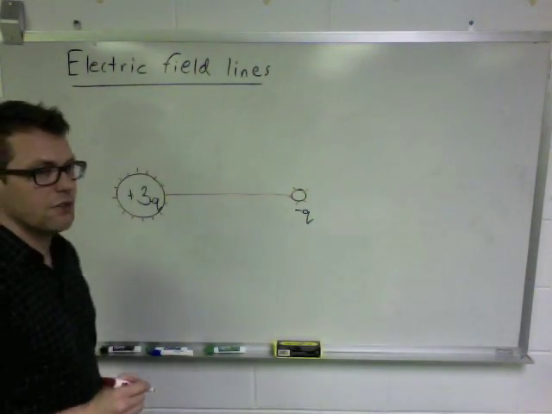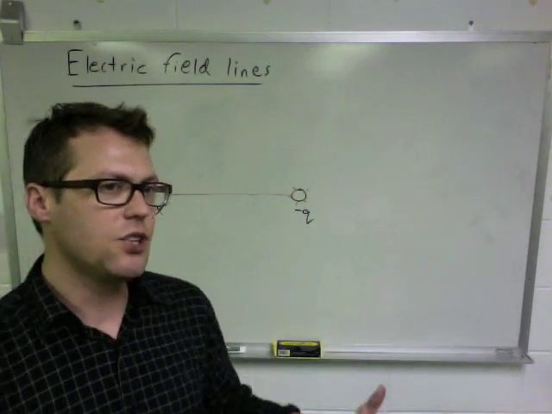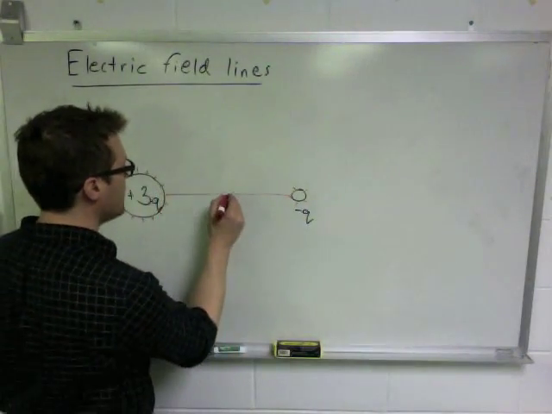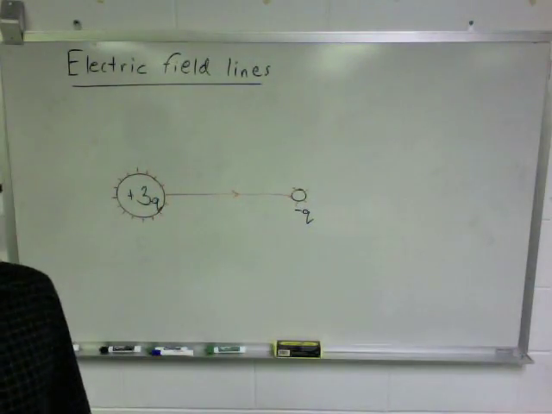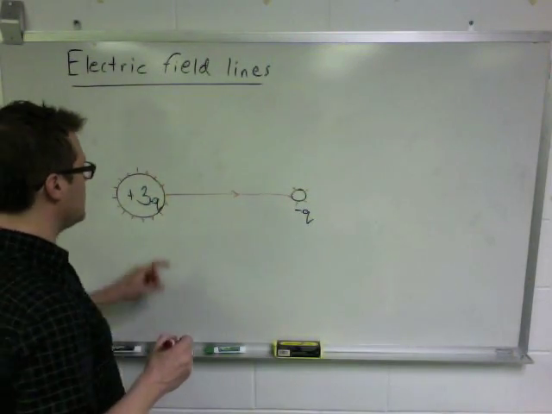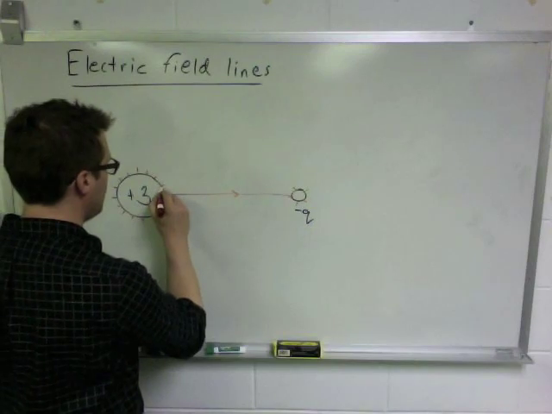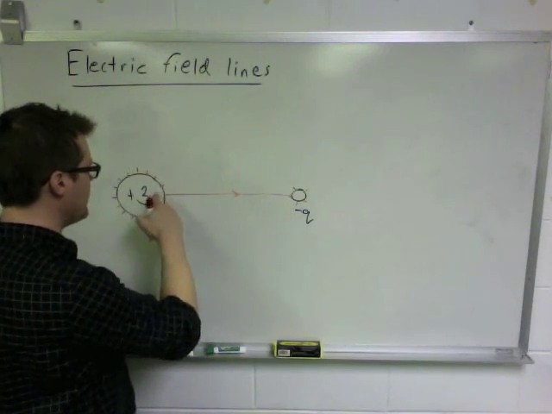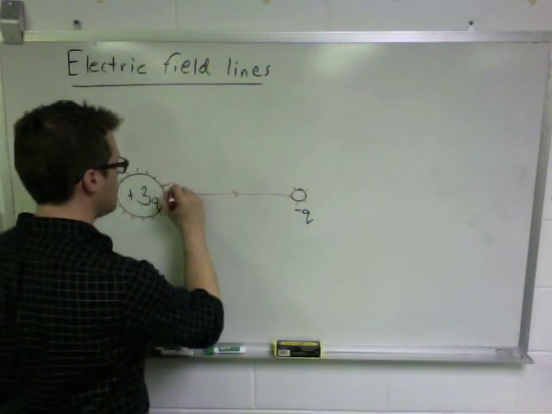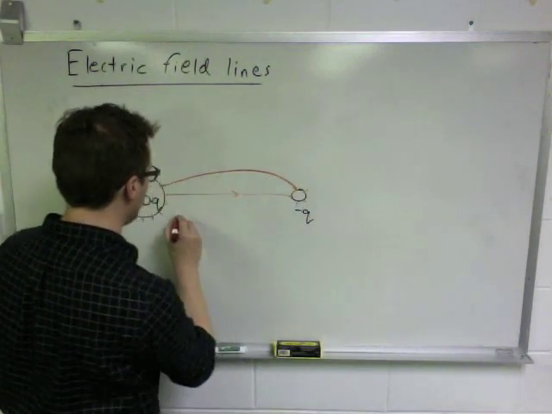Now, since electric fields like to point away from positive charges and towards negative charges, I'm going to put a little arrow on this guy going this way. And so then maybe this one I'm going to connect with that. And in order to do that, I'm going to have to sort of warp my line a little bit to do something like this.